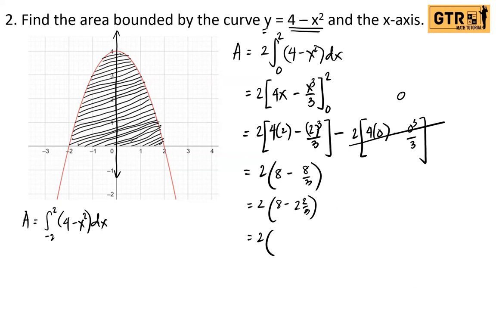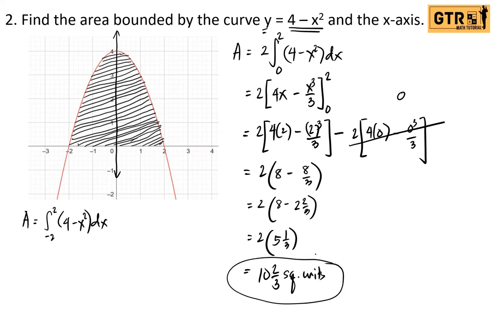So that will be equal to 8 minus 2, that is 6, but borrow 1. So we have 5 and 1/3. So therefore, the final answer is 2 times 5, we have 10, and 2 times 1/3, so we have 10 and 2/3 square units.